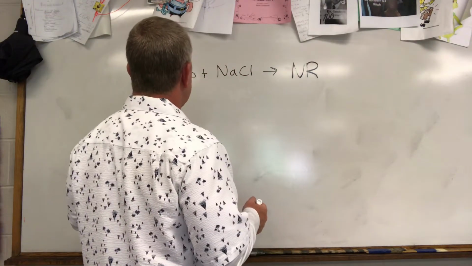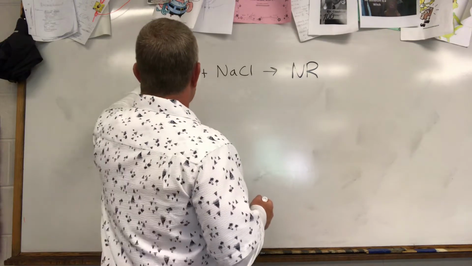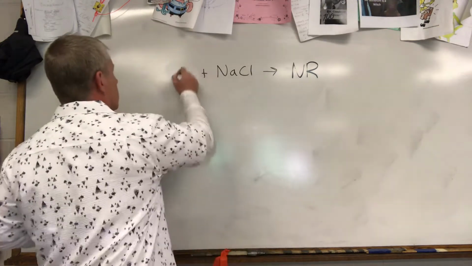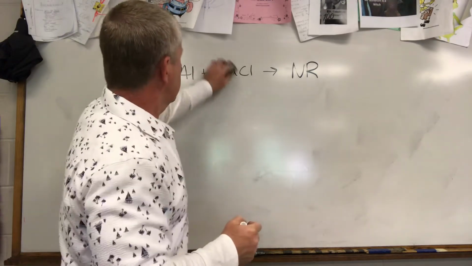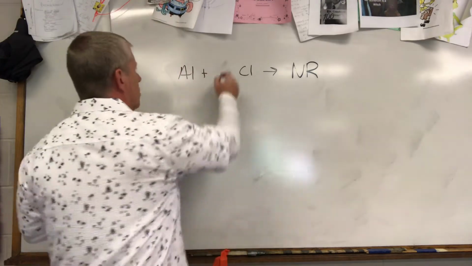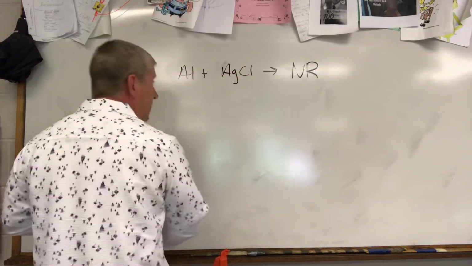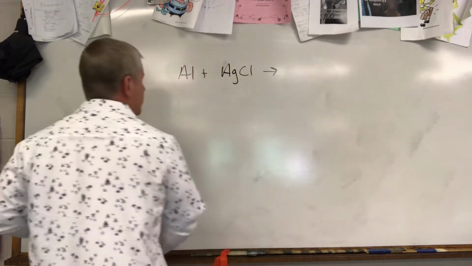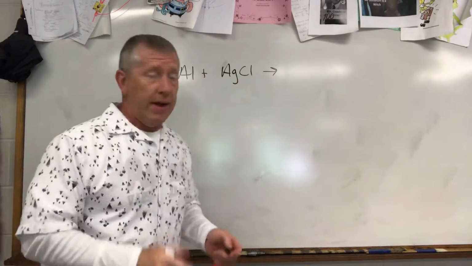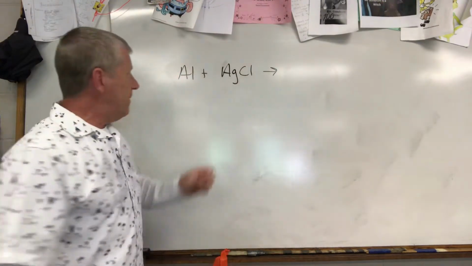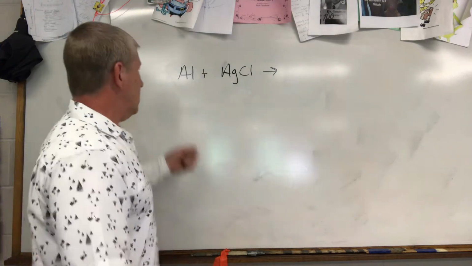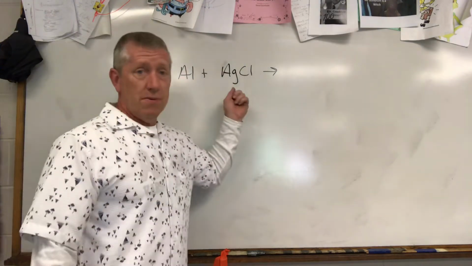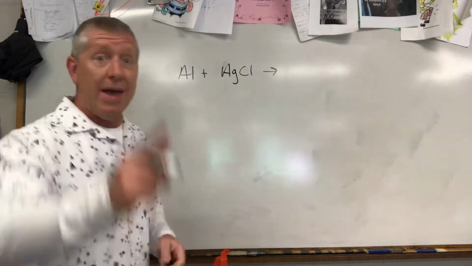However, let's say that I had aluminum and silver. Let's try this. Would this happen? One more practice. Go to your spiffy chart, look it up, find aluminum, pretty much in the middle. Find silver, pretty much on the bottom, not reactive. So can aluminum kick out silver? Yes, it can.